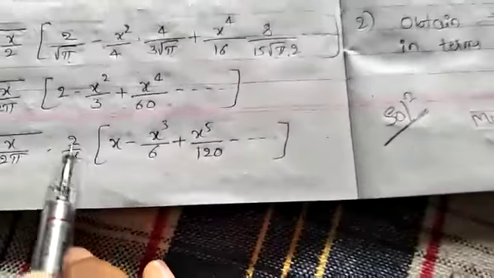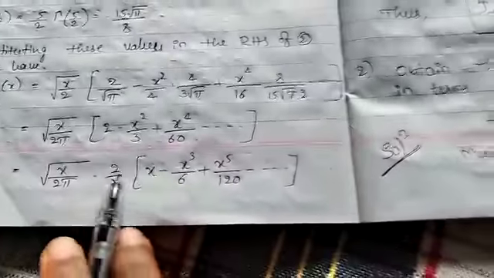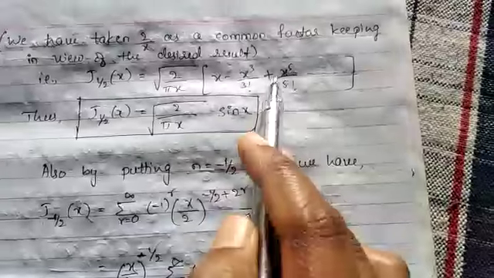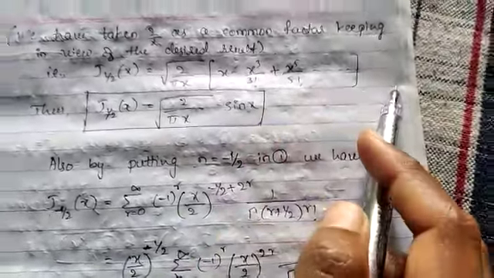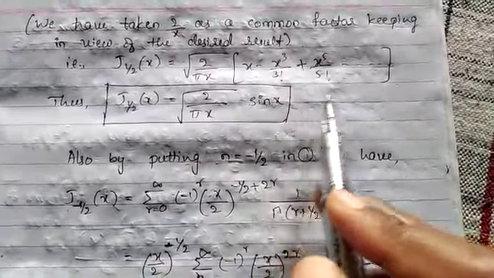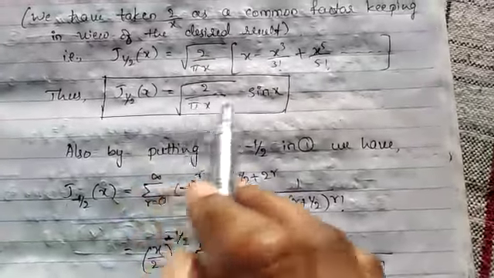We take common as 2 by x because we want sin x. Therefore, taking common as 2 by x, we get sin x. J of 1 by 2 of x is equal to square root of 2 divided by pi x, x minus x cube divided by 3 factorial plus x to the power 5 divided by 5 factorial and so on. This is the series of sin x. Therefore, we get J of 1 by 2 of x is equal to square root of 2 divided by pi x sin x.